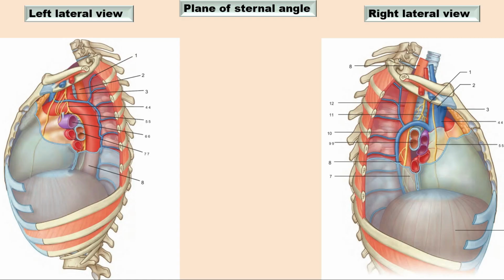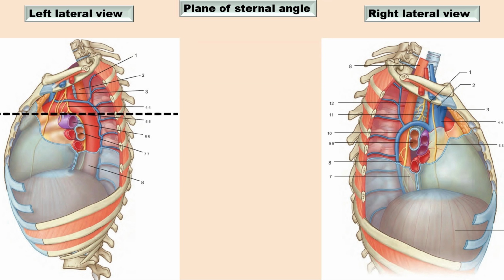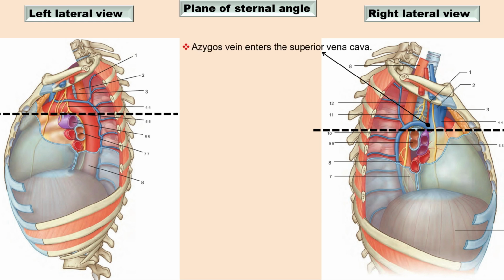Now let's look at the plane of the sternal angle, a plane just from the lower border of T4 to the sternal angle, as shown in the diagram just in the middle of the slide. It runs from the lower border of T4 to the sternal angle. They are very interesting landmarks that one should know, and they are very applicable in medical practice. First, it is at this point where the azygos vein enters the superior vena cava.